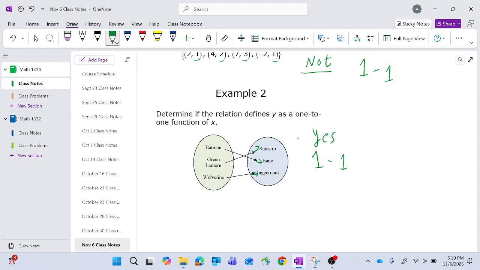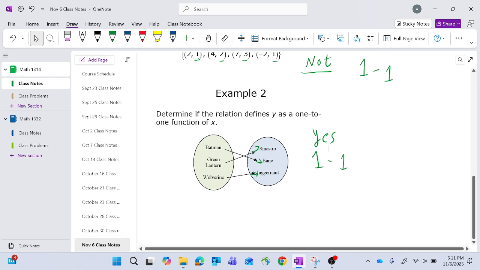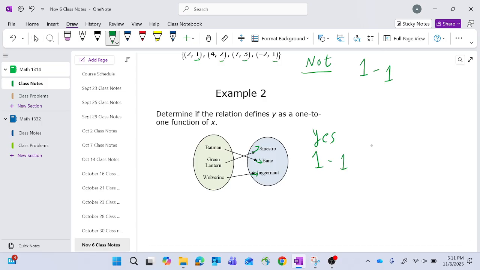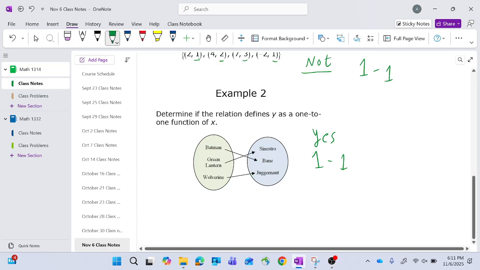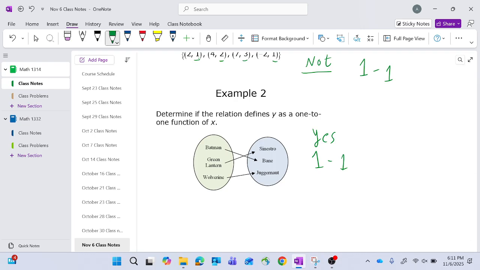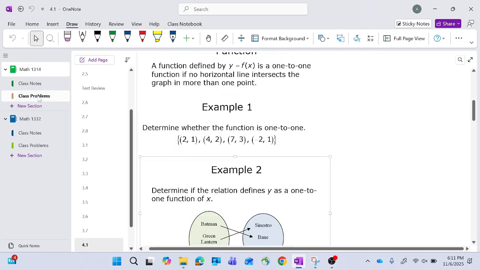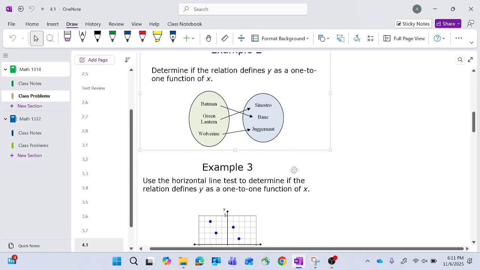Heroes and villains. I can tell with Batman and Wolverine, but I know nothing about Green Lantern. Yeah, so it is one-to-one because each hero goes to one villain. You don't have two heroes going to one villain. Sorry? I think I know Juggernaut. Isn't he like the really buff dude, right? With the helmet. And Bane's the guy with like the CPAP thing going on. Yeah, okay. I never watched the movie, I just kind of know the names.